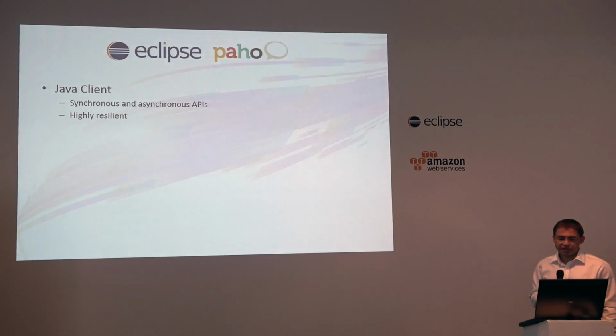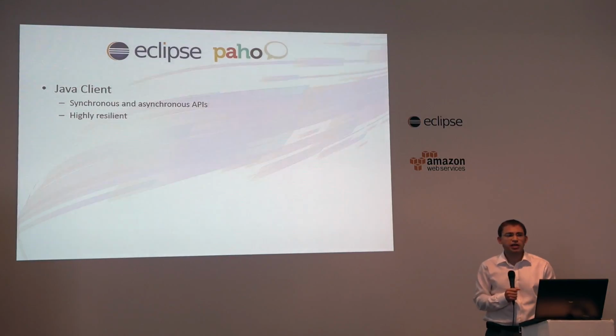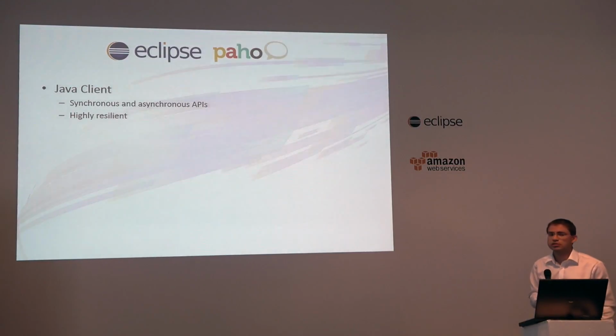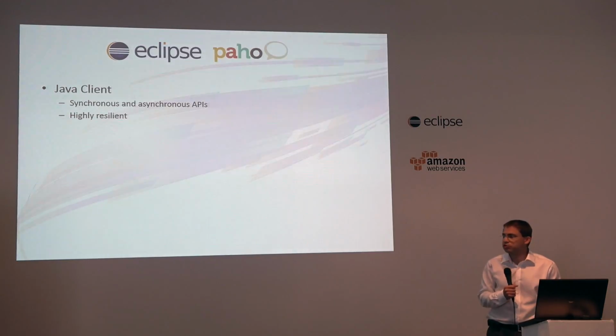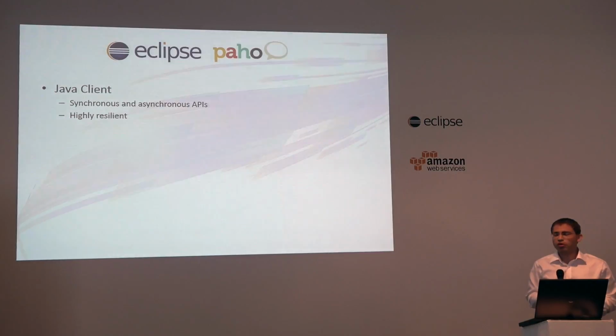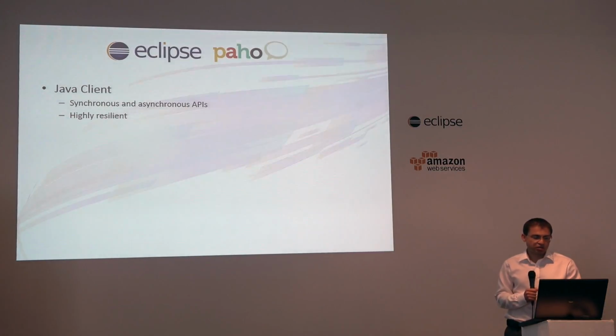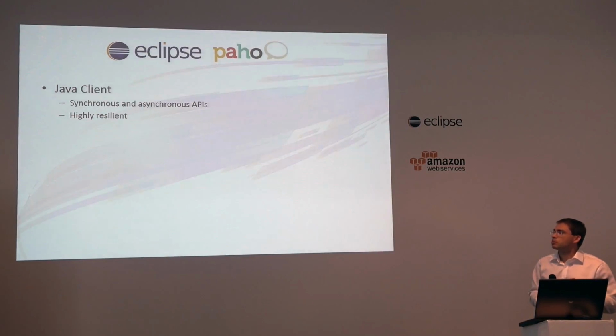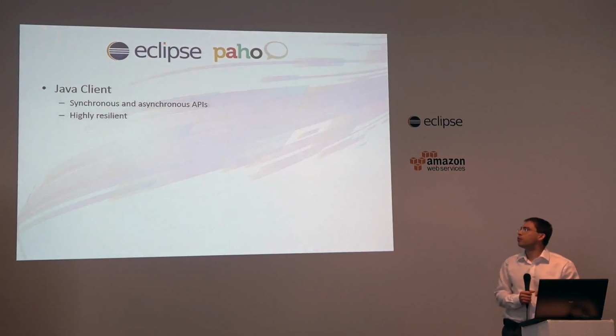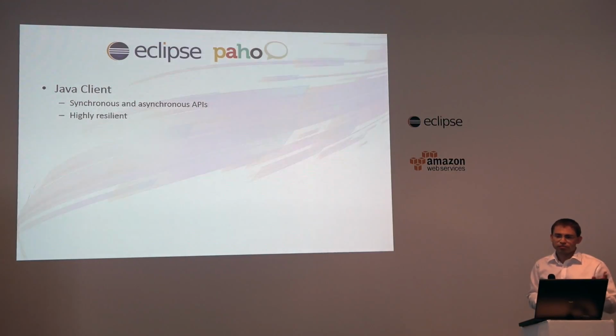So first is the Java client. Of course, the Paho family has libraries for many languages: C, C++, Python, JavaScript, Java, C#, Go, and many others I believe will be coming. We use the Java client. For those who want to use it, it has both synchronous and asynchronous APIs, depending on the way you want to use it. But for us, the most important bit, it's highly resilient.